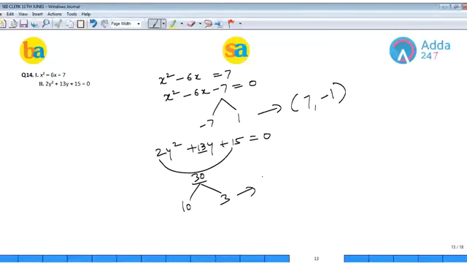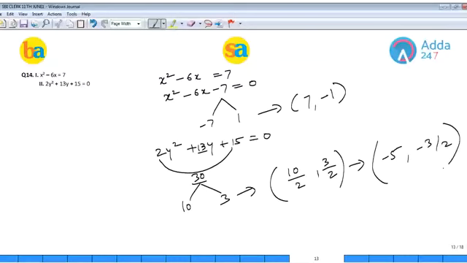Now we will divide it by the coefficient of y square, that is 2. So we will obtain the numbers as 10 by 2. On changing the signs, we get the required roots. We will get 5 and minus 3 by 2 as the required roots.